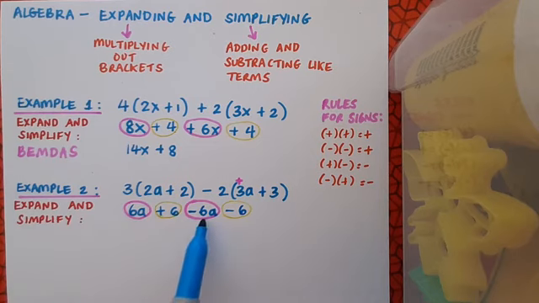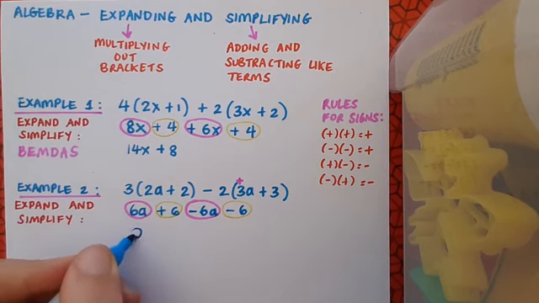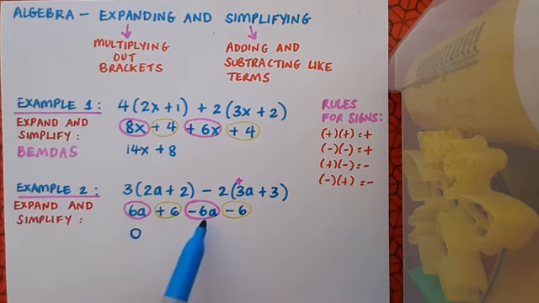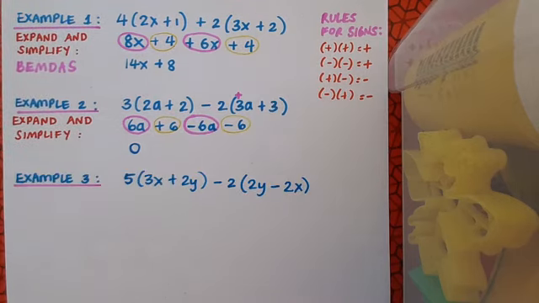Well, 6a minus 6a, it's the coefficients that I'm working with really, is 0. So I have no a's. And 6 minus 6 from the constants also gives me 0. So I can write my answer as 0. There's nothing left. I can call this cancelling out. The 6a and the minus 6a cancel each other out. The plus 6 and the minus 6 do the same. So 0 is the end result for example 2.